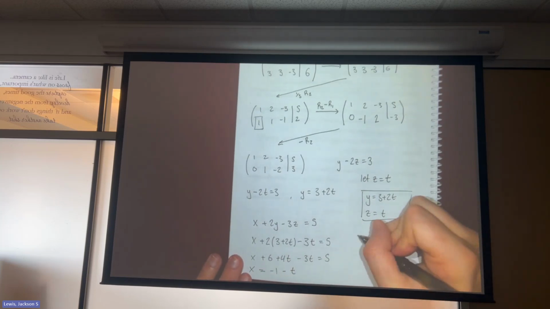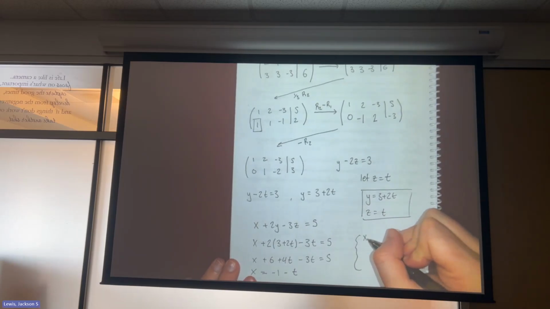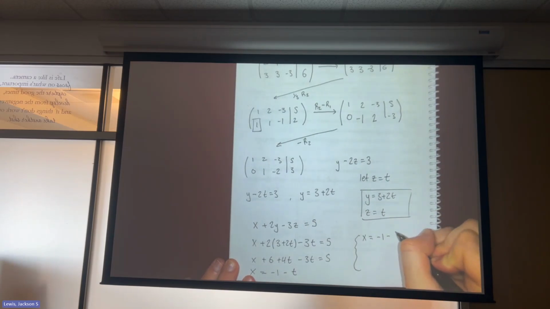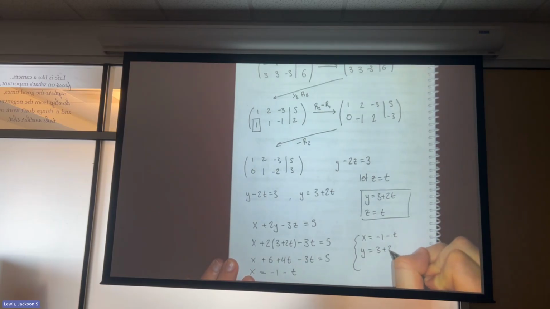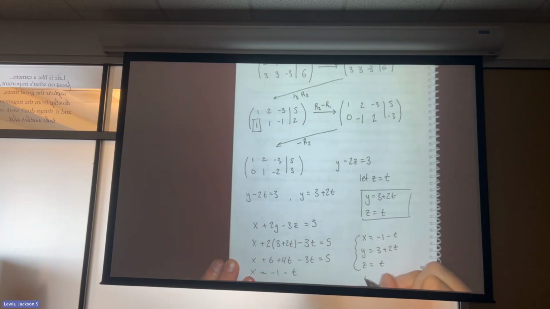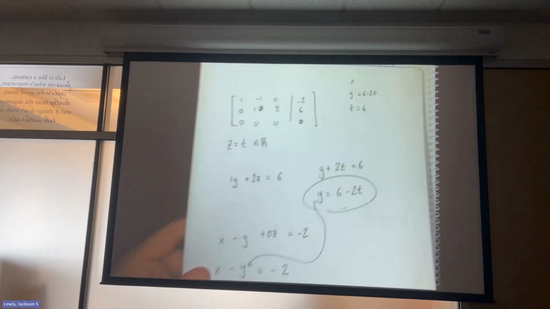So my solution set as a whole is x equals negative 1 minus t, y equals 3 plus 2t, and z equals t, where t is just any real number. Any questions about this one? This again is just what we did at the end of class on Monday when we did this problem right here that I reviewed a second ago.